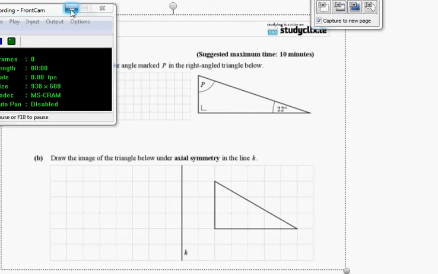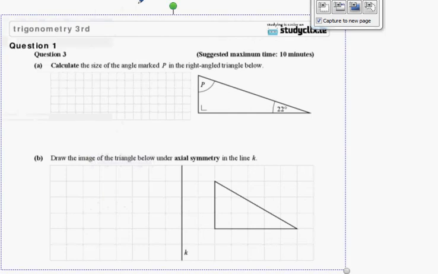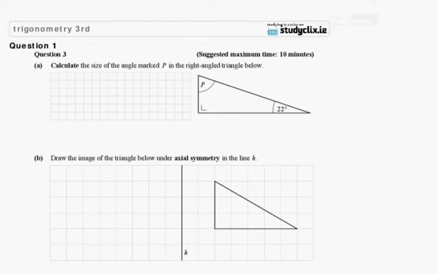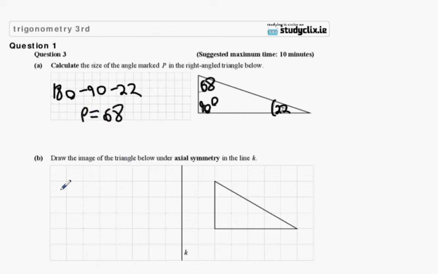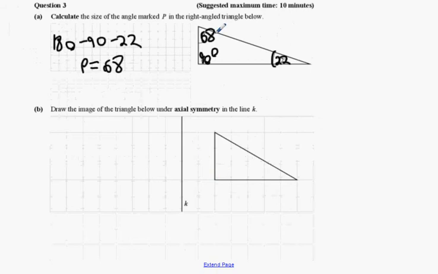Now, what we have here is: calculate the size of the angle marked P in the right angle triangle below. Anybody got any ideas? Okay, this is 90 degrees. This angle here is 22 degrees. When you add the three angles of a triangle together, what do you have to get? 180. So 180 minus 90 minus 22, and you get 68. P is equal to 68. Everybody alright with that?